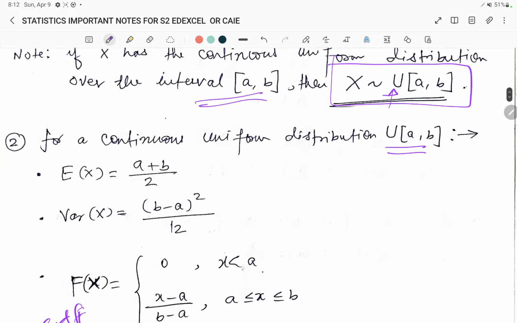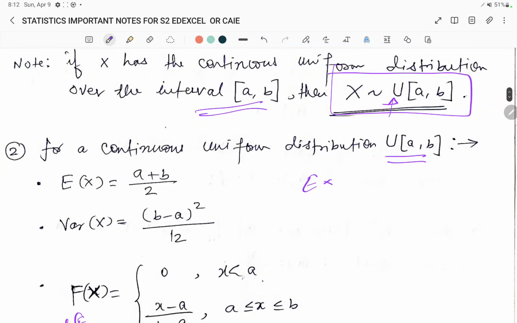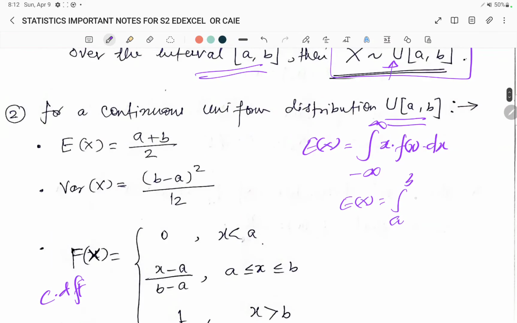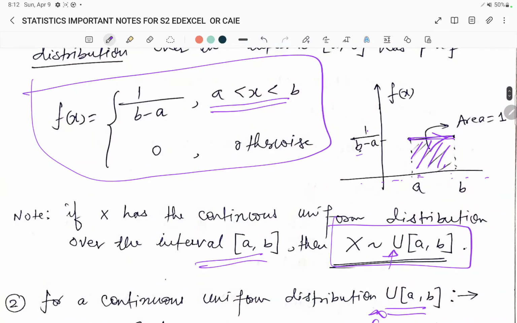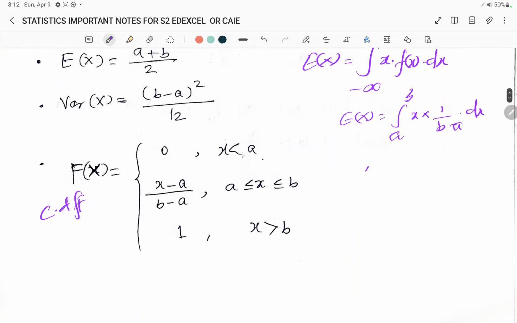But actually we can derive this. I am just deriving E of x because it is simple; otherwise the rest will take time. We know that expectation is the integral from minus infinity to infinity of x f of x. But here we have nothing on this side or that side, only a to b. So we write the integral from a to b of x times f of x, where f of x is 1 over b minus a, dx. So 1 over b minus a I will take outside. The integration of x is x squared by 2, from a to b.